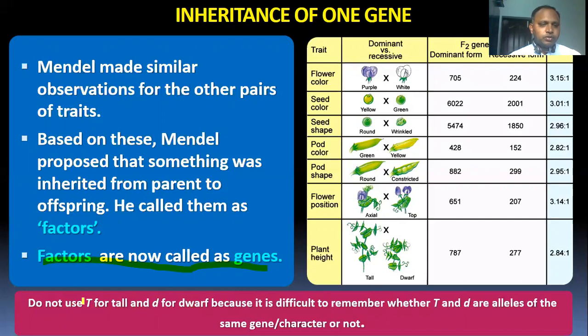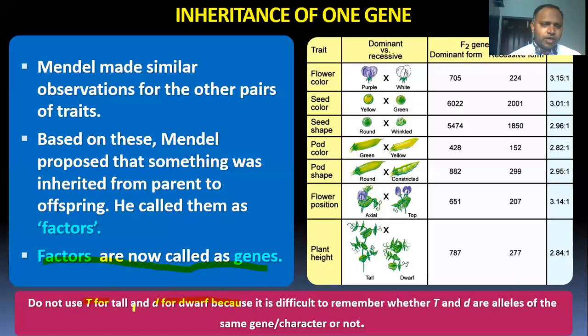And do not use caps T for tall and small d for dwarf, because it's difficult to remember whether T and D are alleles of the same gene or character. So for the dominant character, whatever uppercase letter we are using, the same letter in small case we have to use for the recessive.